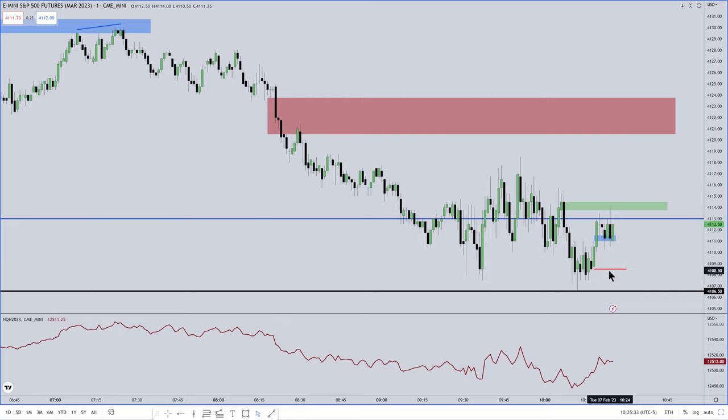So again, be mindful of the low here. I'm going to take this away so we can look more at the chart. So the divergence between the NASDAQ failing to make that lower low.